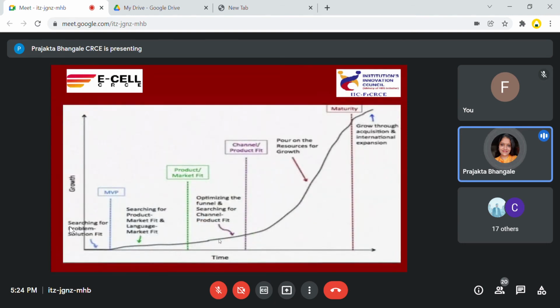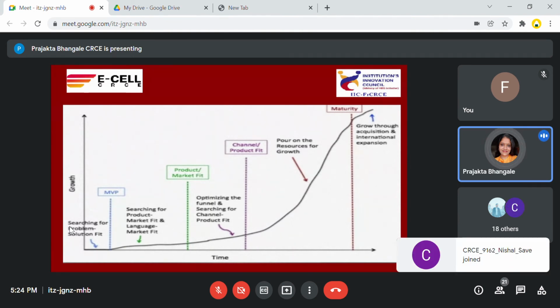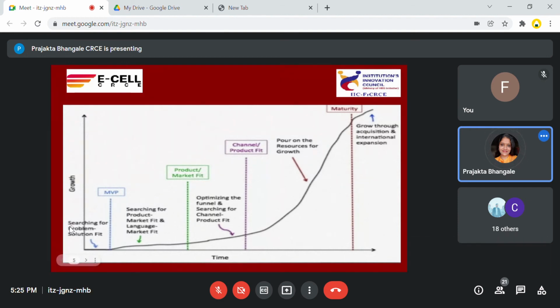You can see over here, these are my 5 phases for startup. You can see, this is my growth. My startup is starting over here at this point. This is my growth of the startup, and this is the time. So as my time passes, my growth is increasing slowly, slowly, slowly, going up, going up, going up.